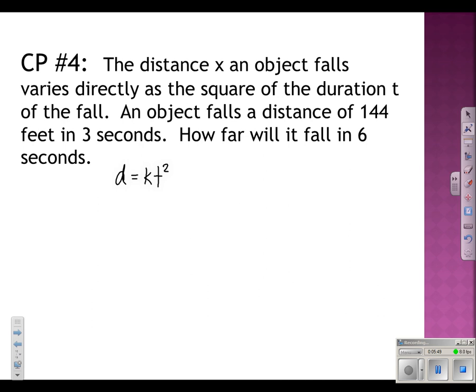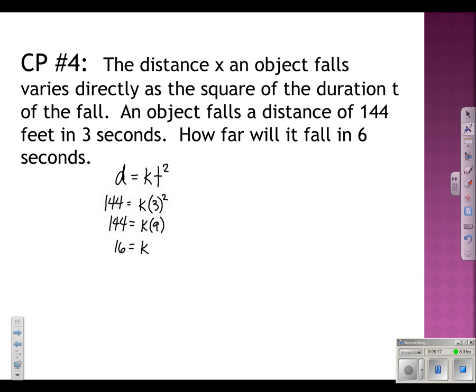All right, so let's play around with the numbers that they gave us here. The distance of our fall is 144. We don't know the constant of variation, and the time that we're talking about is 3 seconds. So solving this one out, 144 is equal to k times 9. Divide both sides by 9, and we're going to get 16.